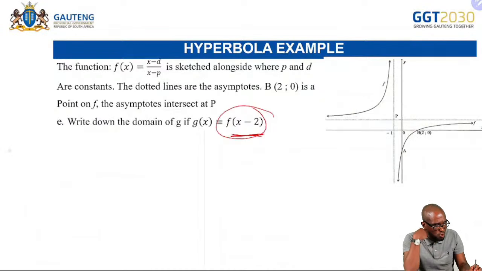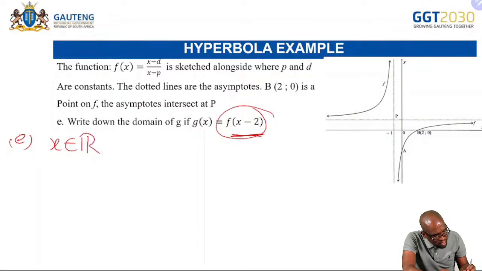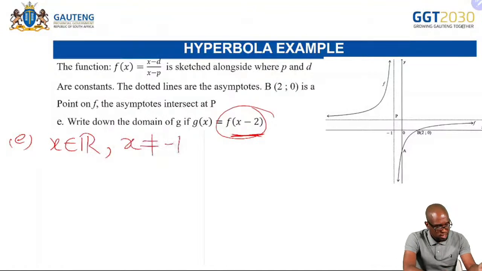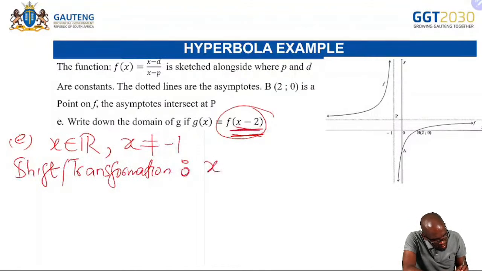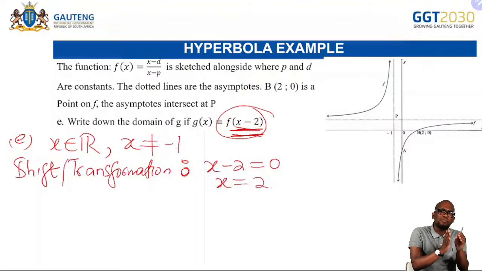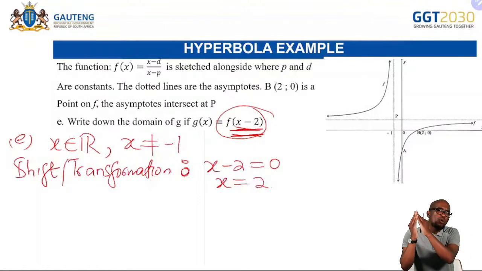The first method that I spoke about is we're going to find the domain of the original function. The domain of the original function is x an element of all real numbers, but x cannot be equal to negative 1. It cannot be equal to the asymptote. Now, let us look at the shift or the transformation. What is the transformation? The transformation here is this: x minus 2 is equal to 0, x is equal to 2, which means that all the points on f are going to shift by 2 units to give you the points on g.